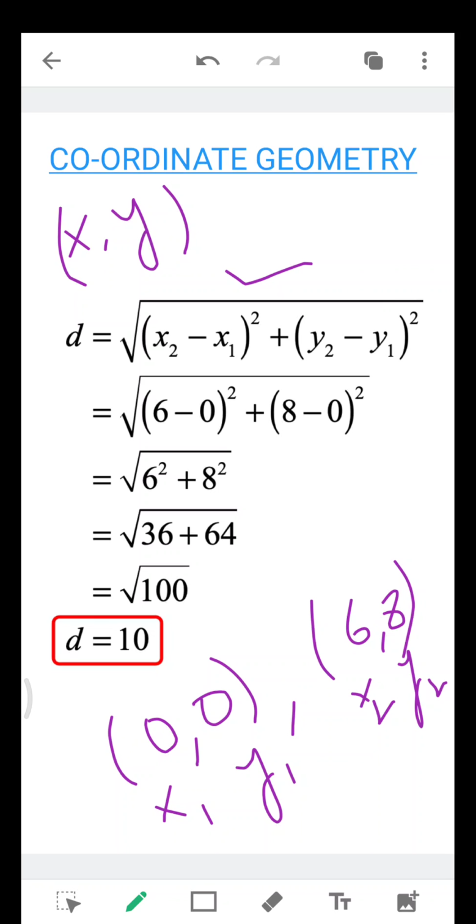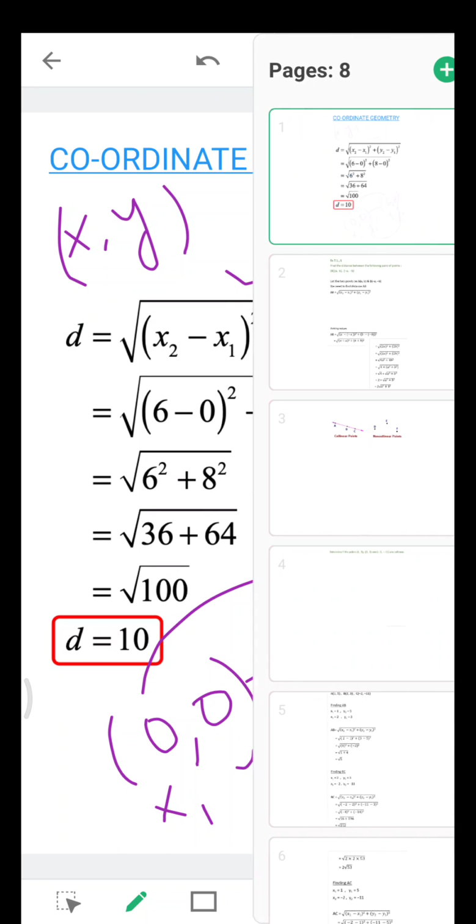So we apply this formula, x2 minus x1 whole square, that is 6 minus 0 whole square, and y2 minus y1 whole square, that is 8 minus 0 whole square. Very simple. So we get 36 plus 64, that is root 100, and the distance between the points is 10 units. So this was the concept of the last session. Now let's see some more questions from the exercise.